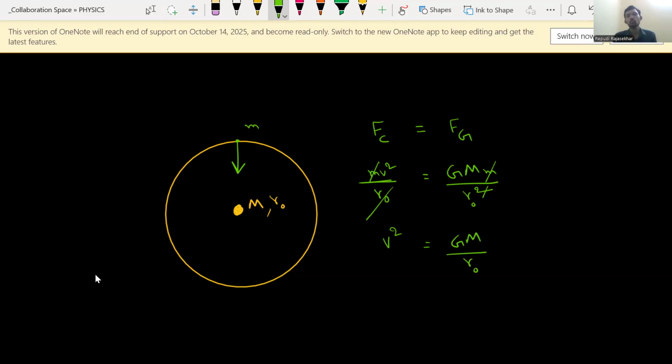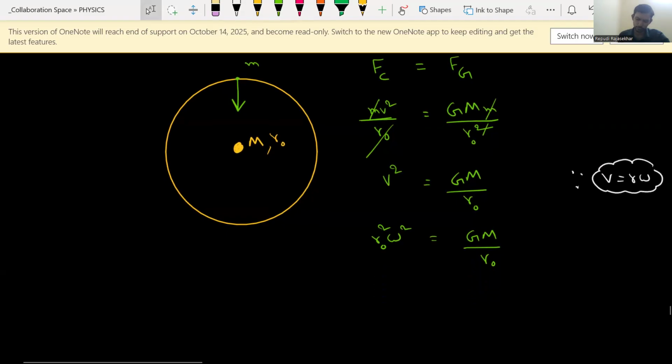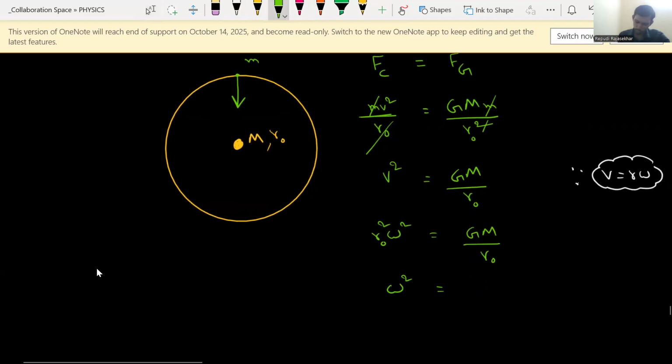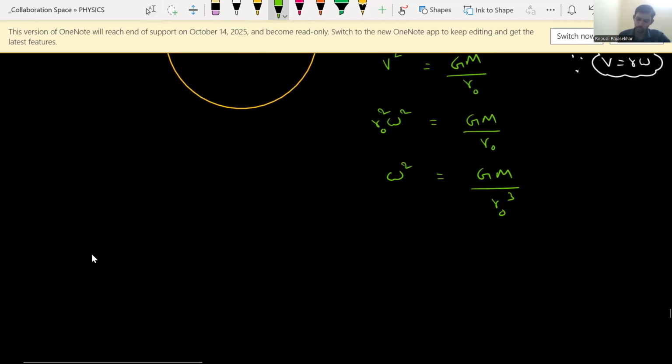But here v can be written as, how to write the v value? v equals r omega, we can write. Since v equals r omega, this equation we know, substitute those values here. So v square means r square omega square, which equals GM divided by r naught. Here also r naught we will write, everything is r naught, only the radius they have given. So omega square equals GM by r naught cube. Omega means what? 2 pi by T.